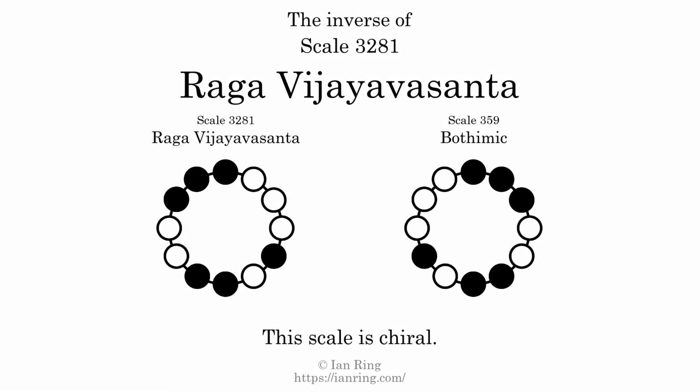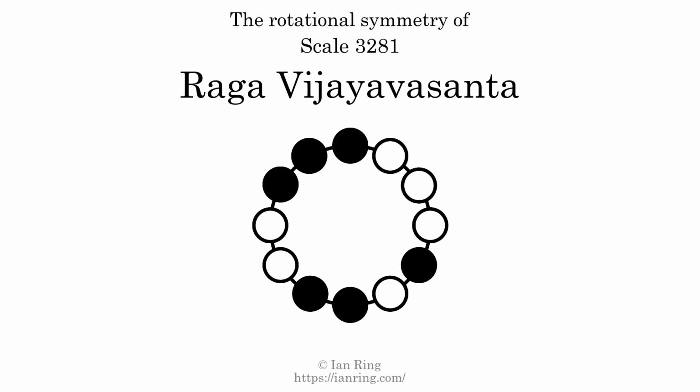The inverse of a scale is a mirror image. It is what you get when the sequence of intervals is reversed. The inverse of this scale is scale 359, also known as bathymic. This scale is chiral. It cannot transform into its inverse by rotational transformation. This scale has no rotational symmetry.